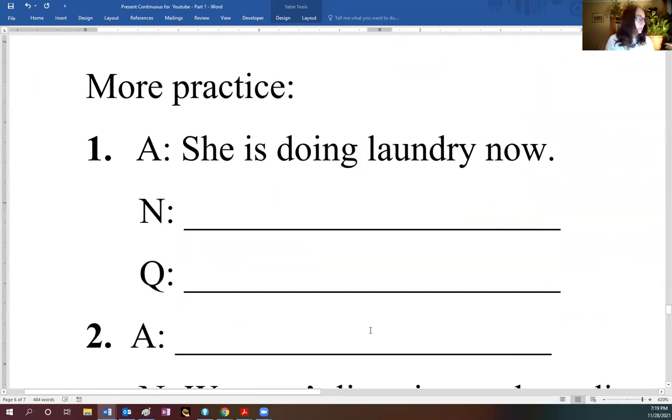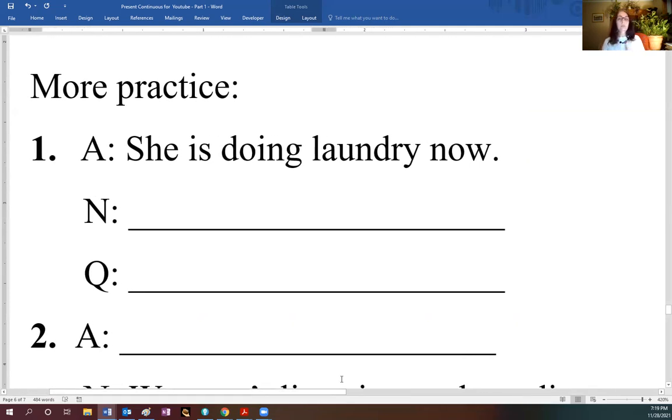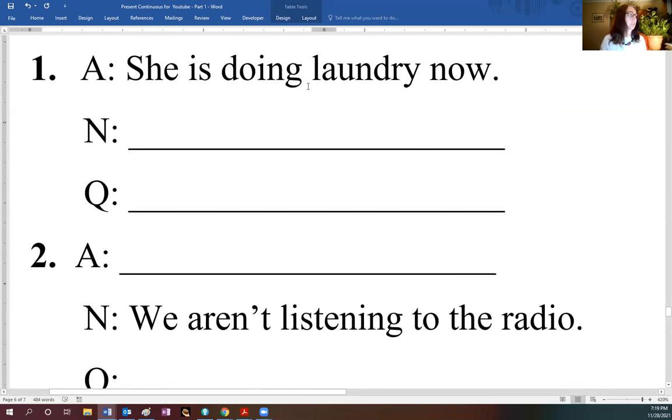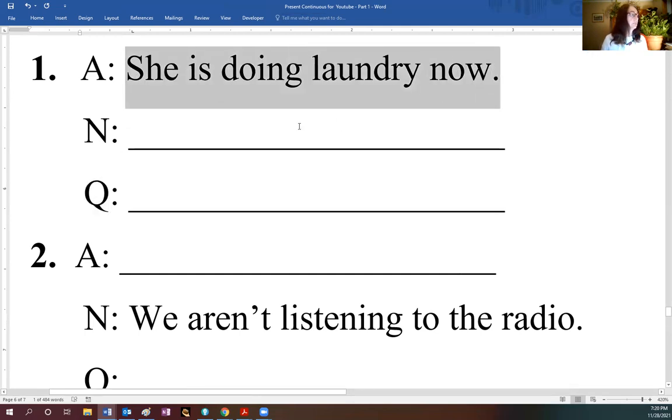Okay, so I have some practice here again. What I will suggest for you to do, I will explain this first. You have the affirmative or positive sentence here. She's doing the laundry now. You remember N was for negative sentence and Q was for question. So you have the affirmative or positive sentence. You have to write the negative of this sentence and the question.